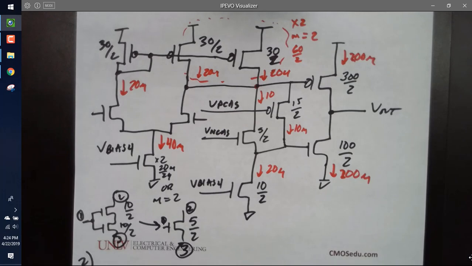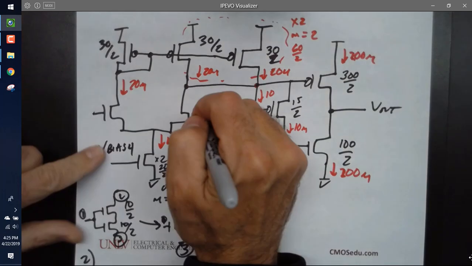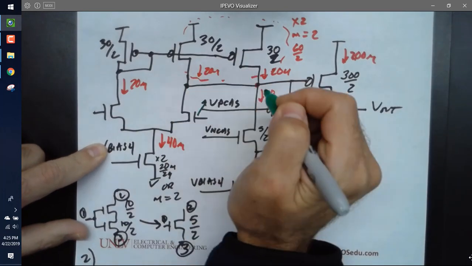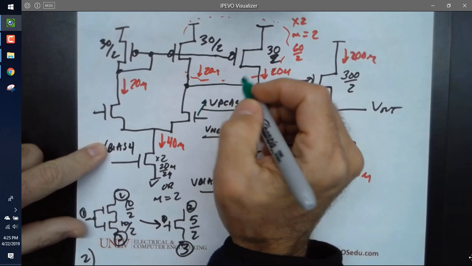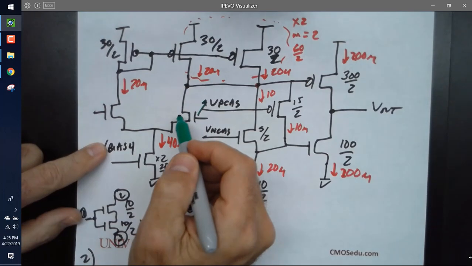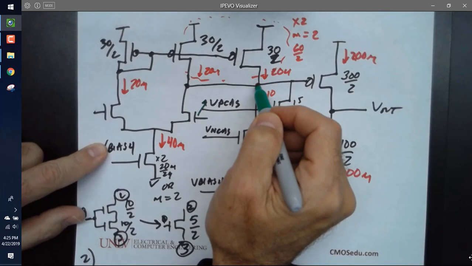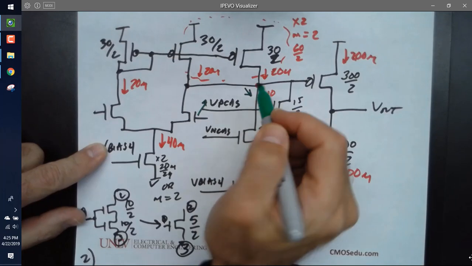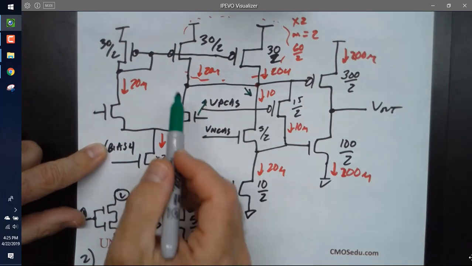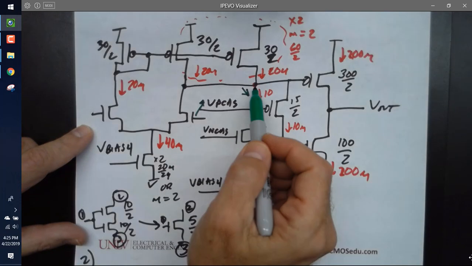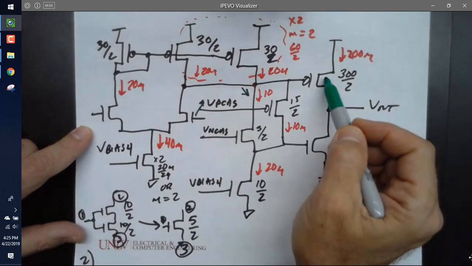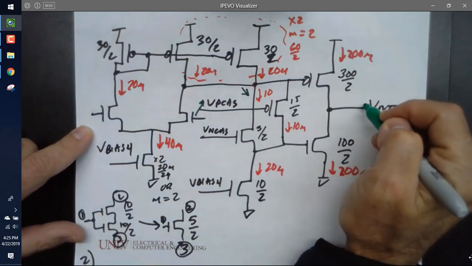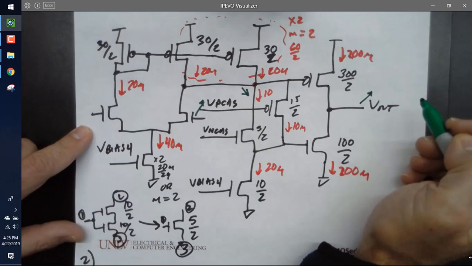Okay, so let's make sure we understand what's going on. If I drive this voltage up, what does it do to this voltage? What does it do to the current in here? Increases. What does it do to this voltage? Decreases, goes down. I mean, you go to a gate, you drive the gate up, the drain's going to go down. It goes down. If it goes down, what does it do to this transistor here? And so it drives the output high.